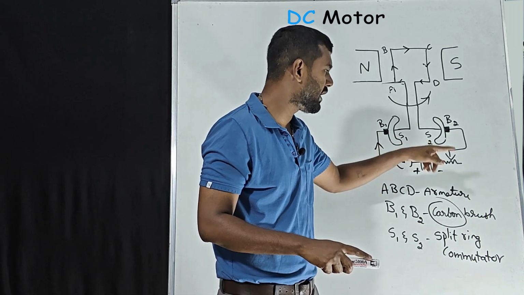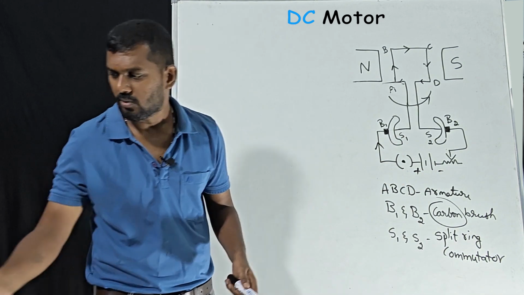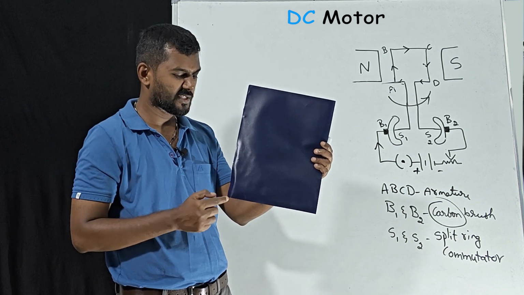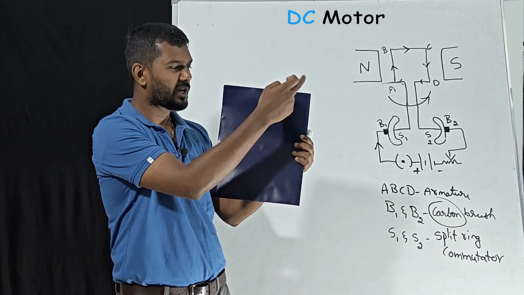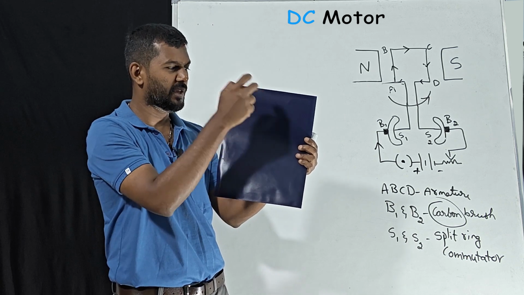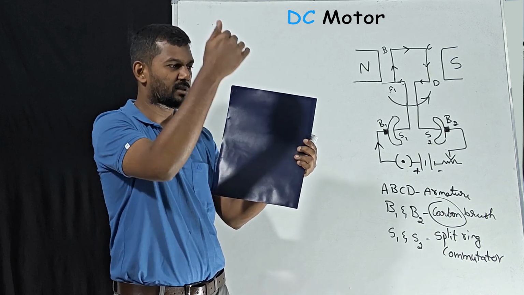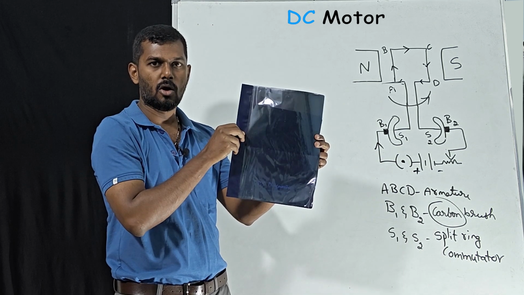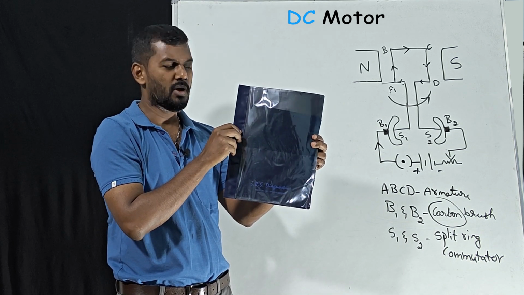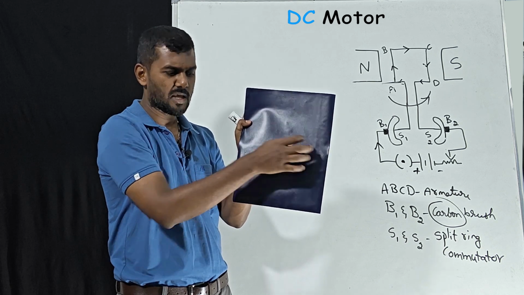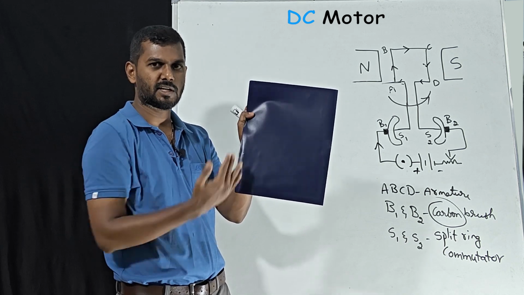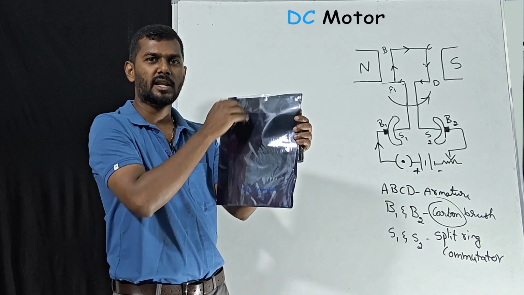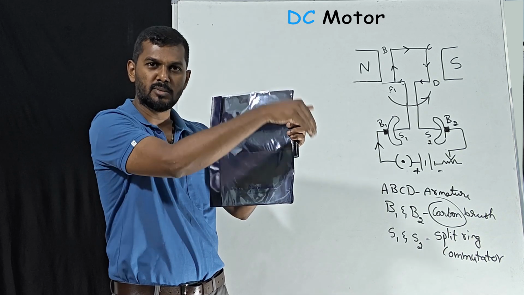Now we'll talk about the split ring commutator, why it is important. Now listen. Assume this is the coil, initially this is A, B, C, D. Once the force is in the upward direction, it is going to rotate like this. Initially, when it was like this, the current direction was upward, correct? But when you turn it, the current direction becomes downward.